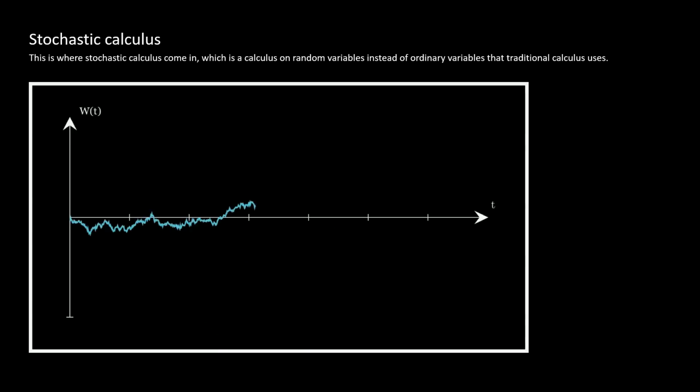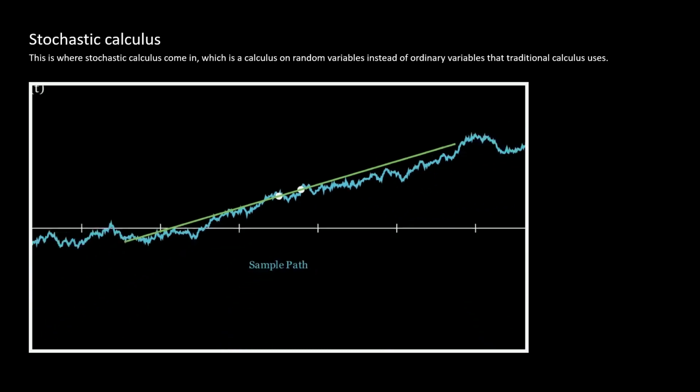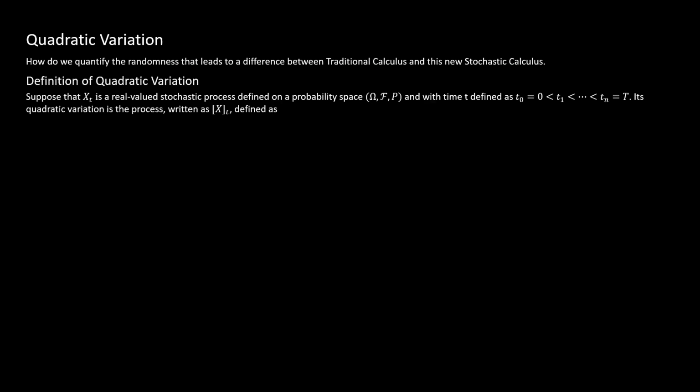This does not work in geometric Brownian motion, as we will now see. See, geometric Brownian motion has an extra randomness to it. This means that no matter how far we zoom in and how far we make our points close together, there will always be some difference due to the randomness. How do we quantify the randomness that leads to a difference between traditional calculus and this new stochastic calculus? We use a thing called quadratic variation.